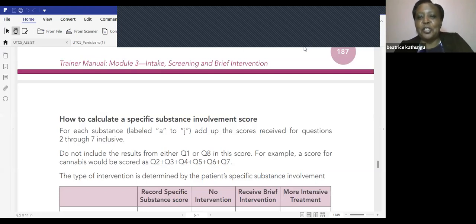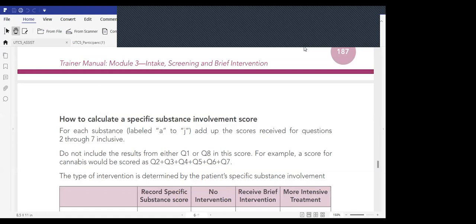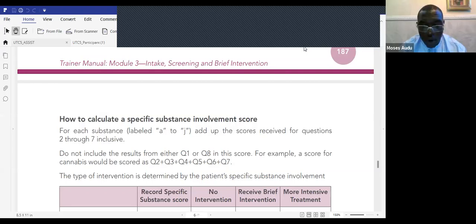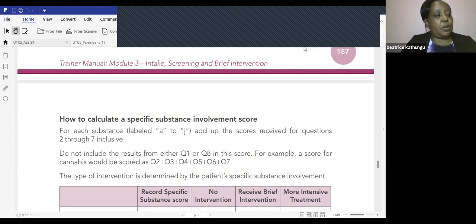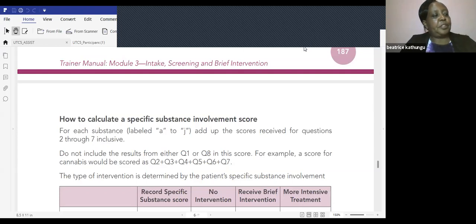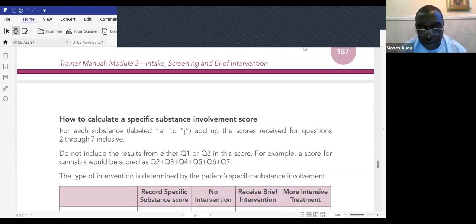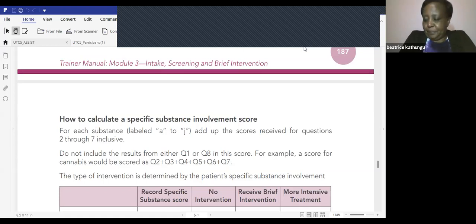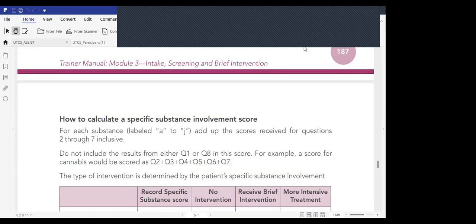So now we have a problem. We are going to go back to the answers for opioids. What was question number 2 for opioids? What was the score? Was it a 3? No, question number 2 was 2. Question 3, there was 0. Question 4, there was 0. Question 5, there was 0. Question 6, there was 0. Question 7, there was 0. So the total is 3. So we agree the total is 3, right? Very well. Let's go to cannabis.